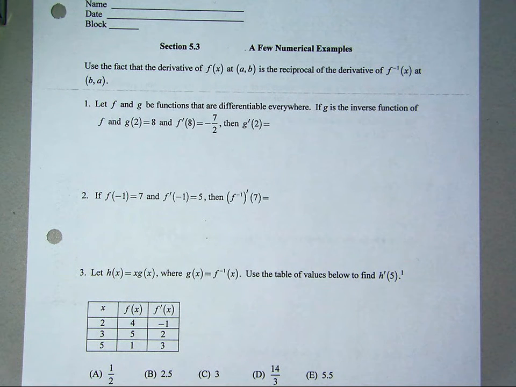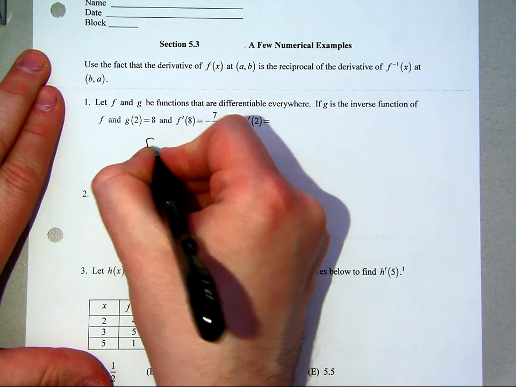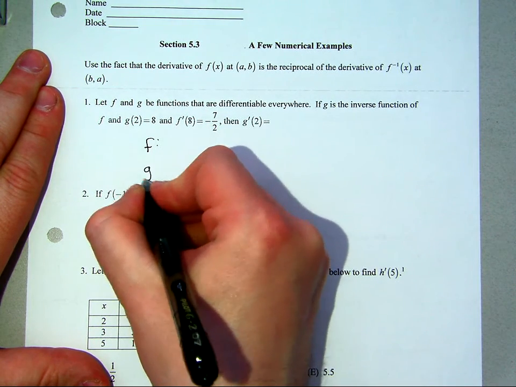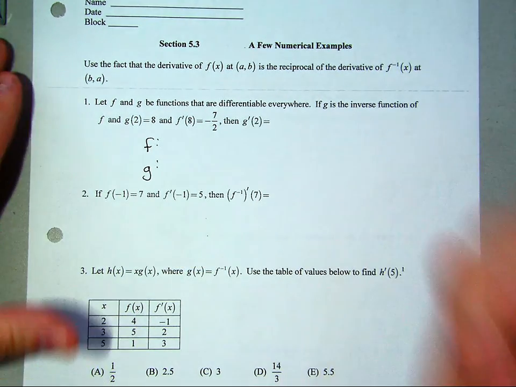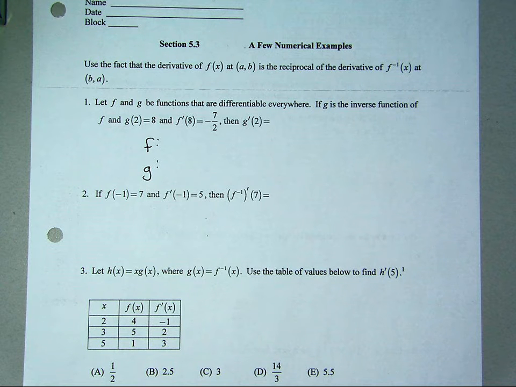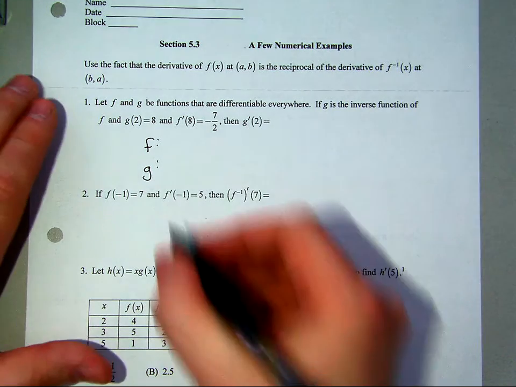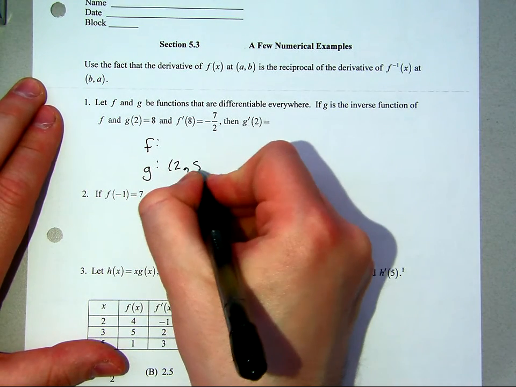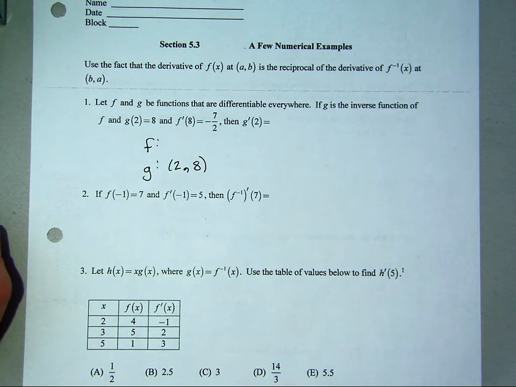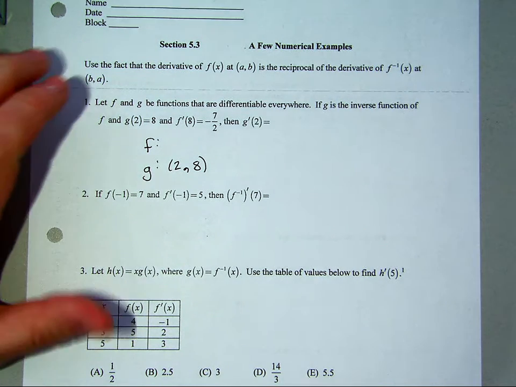Here's the deal. Gonna make a little chart here. F, G. I told you that G of 2 equals 8. Therefore, I know the point 2, 8 is a point on what function? G. So let's put that over here. 2, 8 is a point on G. What point's going to be on F? 8, 2, because they're inverses.